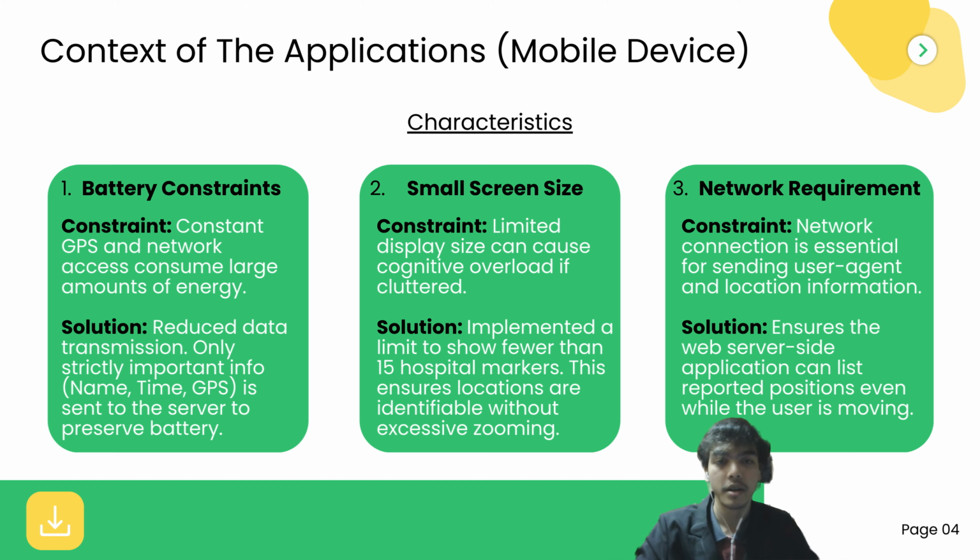The third one is network requirement. The constraint is that a network connection is essential for sending user agent and location information. So our app is a client server application. It requires an active internet connection like mobile data or Wi-Fi to function because it needs to talk to the external database.